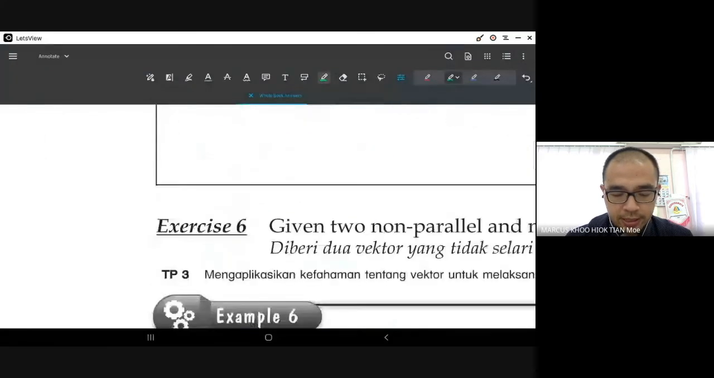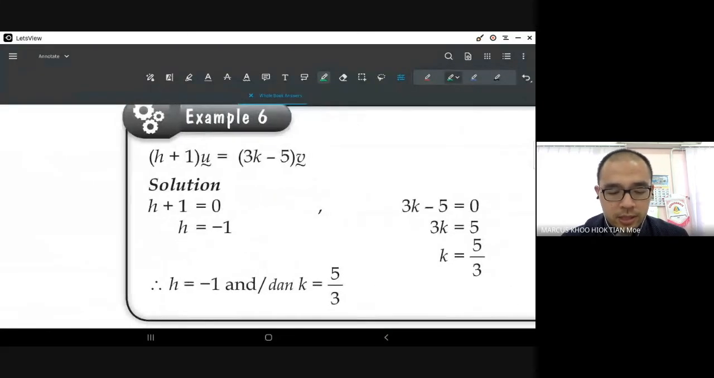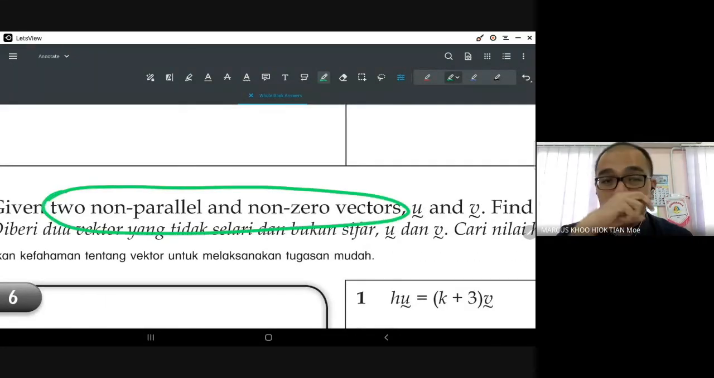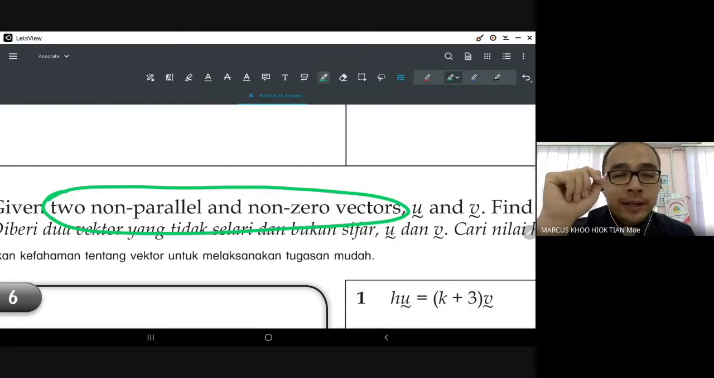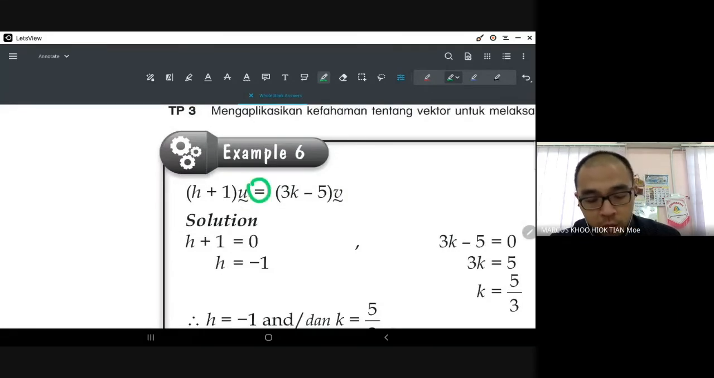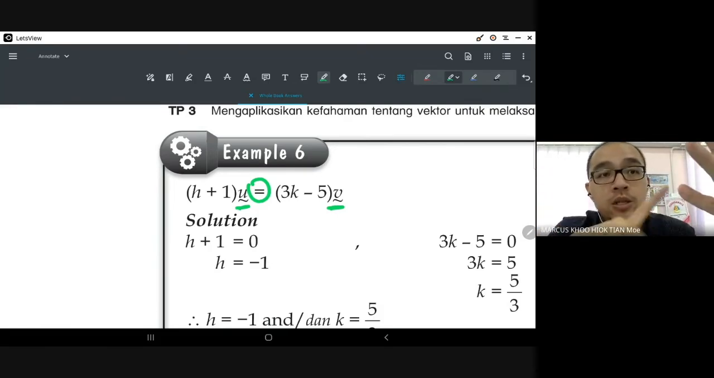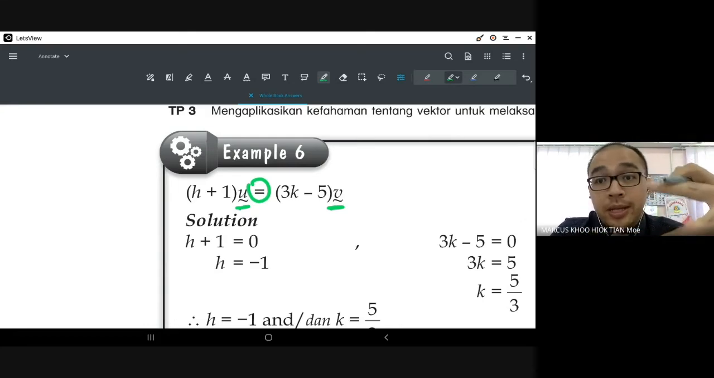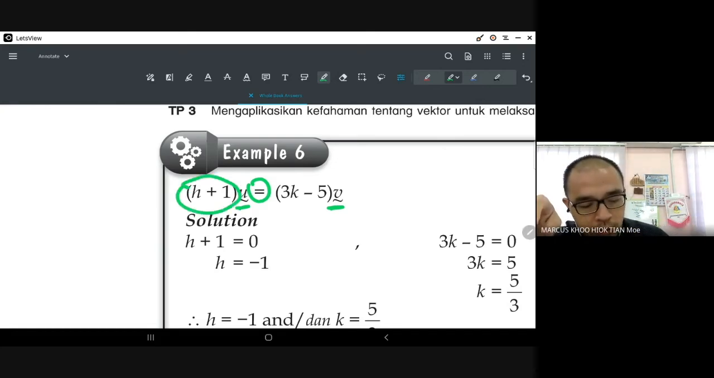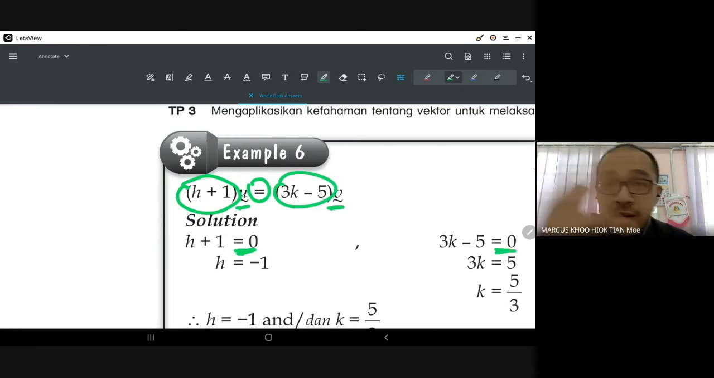Example 6. So the question says, given two non-parallel and non-zero vectors. So the question already says u and v are non-parallel and non-zero. And then they say that u and v are also equal. So we think about the condition. The condition is u and v are equal, but u and v are non-parallel. Okay, they're equal but non-parallel. So the conclusion is that this whole thing equals 0 and this whole thing also equals 0.